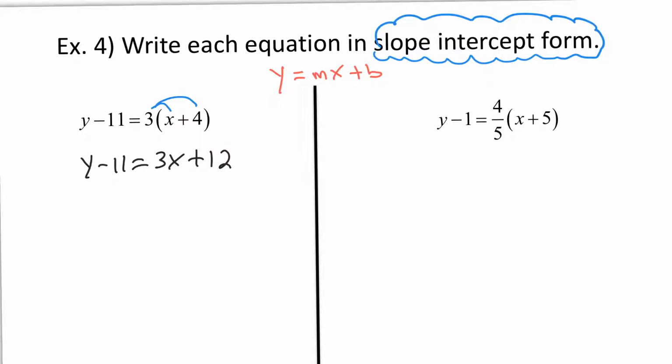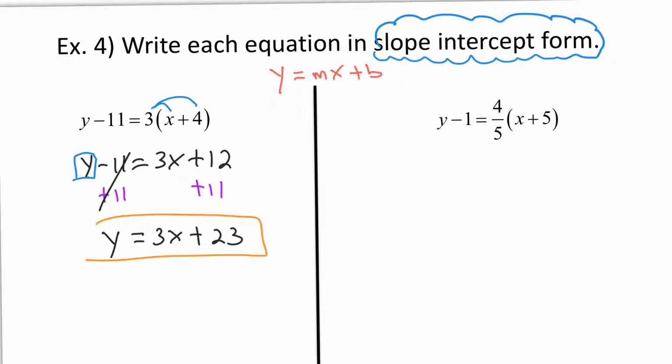The y is almost by itself. I'm going to put a box around the y. Notice the y has a minus 11 next to it. So I'm going to do the opposite to get rid of that number. Plus is the opposite of minus. Plus 11 here. So I have y, that's gone, equals 3x plus 23. Notice the y is by itself. Y equals, just like the slope-intercept form, y equals mx, so this is m, plus b. So my answer in slope-intercept form, right there.